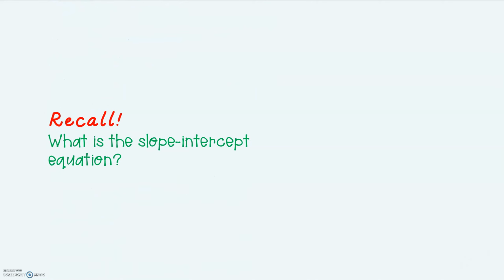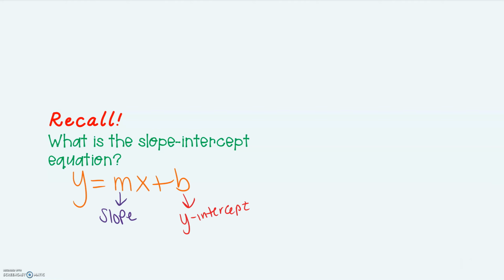But first, let's recall, what is the slope-intercept equation? Take a moment, pause the video, and try to remember the equation along with what the parts of it mean. All right, so let's remember that our slope-intercept equation is y = mx + b, where m represents the slope, which is our rise over run, and b is our y-intercept, or our beginning point. These are important things to remember, so don't forget them. We're going to need them.